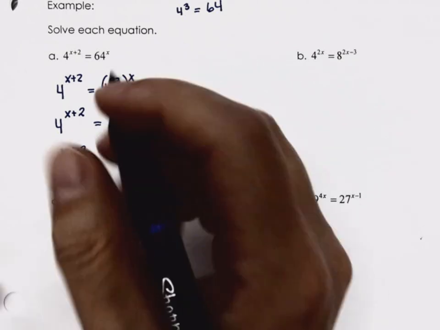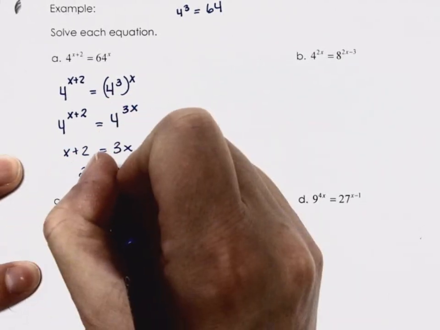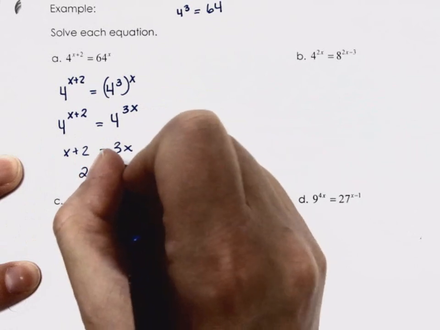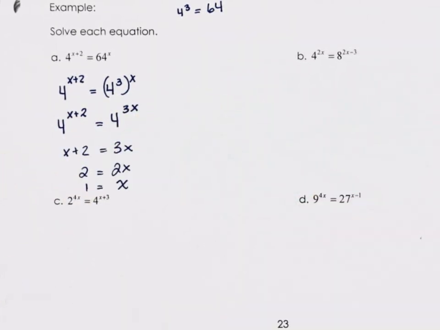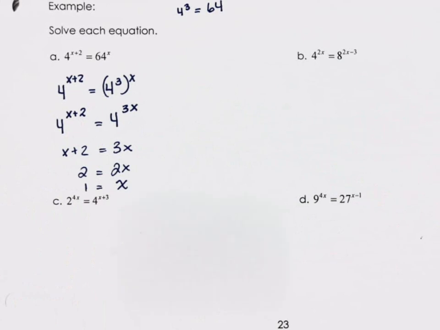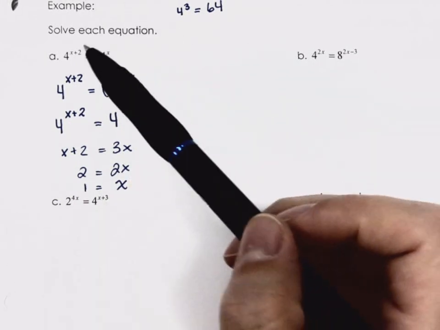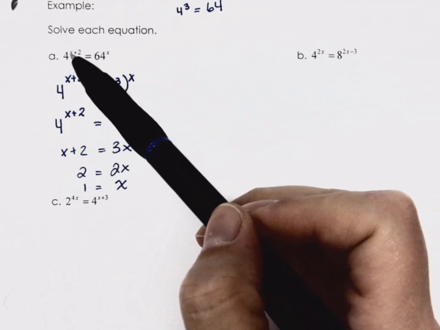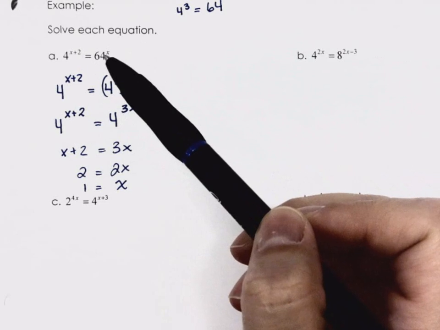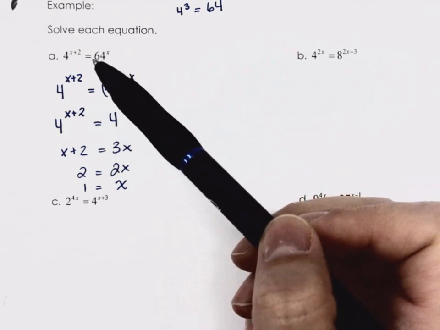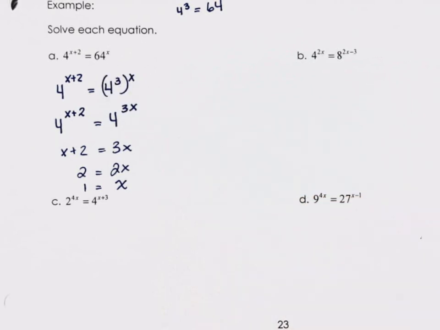Okay, so I'm going to have 2 equals 2x. So x is equal to 1. 4 equals 4. Yeah, 4 equals 4. And that would make sense, because if we drop a 1 in here, that would be 4 to the exponent 3, 64 to the exponent 1. We'd have 4 to the exponent 3 equals 64 to the exponent 1. Those two things are equivalent.